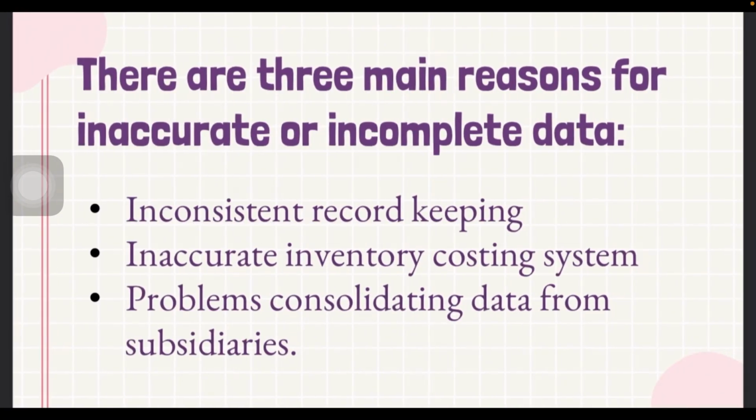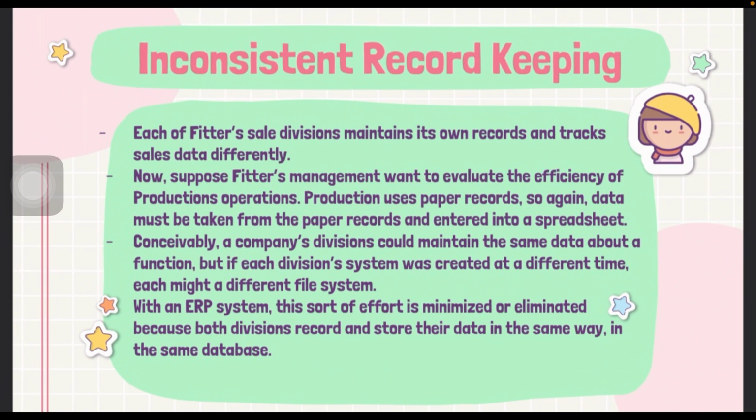So, there are three main reasons for inaccurate or incomplete data. First is inconsistent record keeping, second, inaccurate inventory costing system, and third, problems consolidating data from subsidiaries. Inconsistent record keeping. Each Fitter sales division maintains its own records and tracks sales data differently.